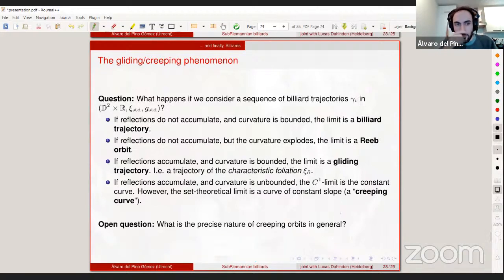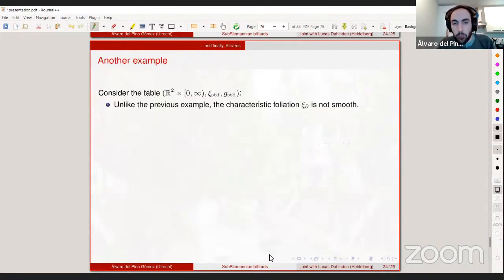So the big open question somehow out of this is, we understand this in this example, but what is the nature of these creeping orbits? What are these limit orbits we get at the boundary? What do they mean, kind of in a subriemannian fashion? And okay, let me give you a last picture, and with this I finish.